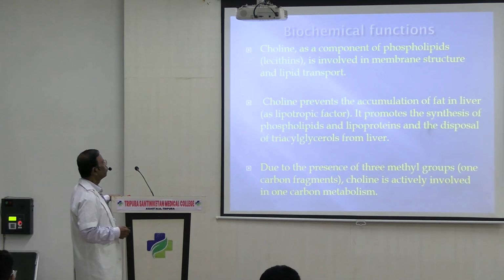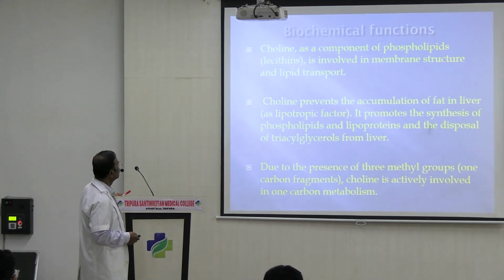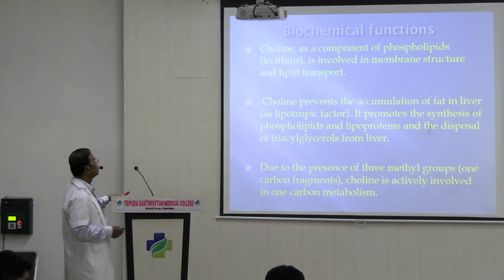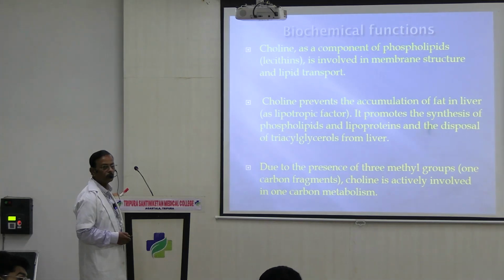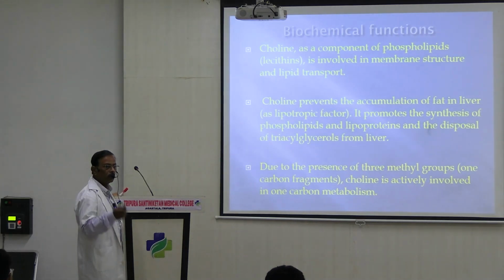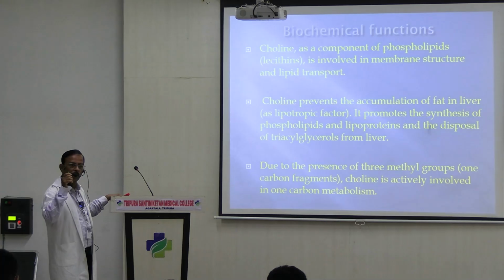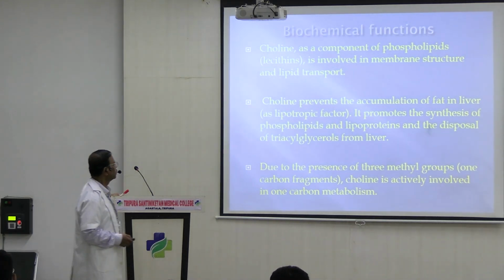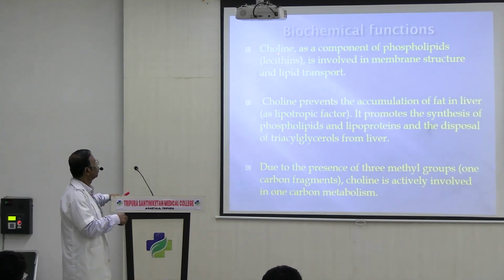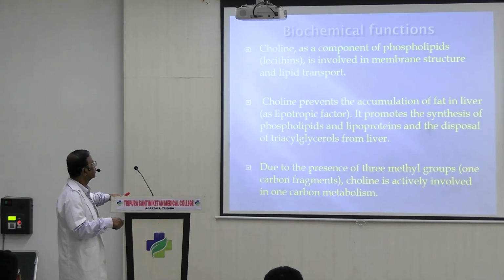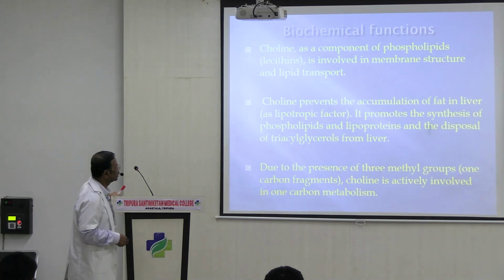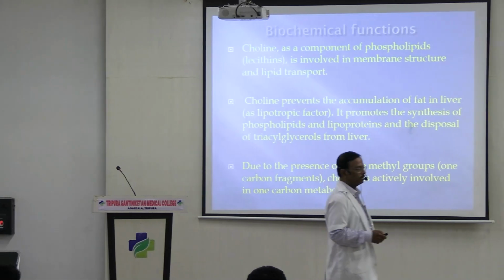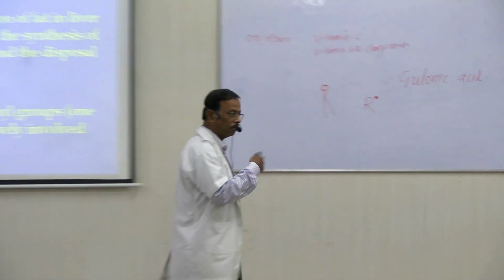Choline is a component of phospholipid, lecithin, and is involved in membrane structure and lipid transport. So you are taught phospholipid, no? Lipid chemistry. Phospholipid is very important. You may get a long question, you may get a short one. So phospholipids you read nicely. So choline takes part in membrane structure formation. Choline prevents the accumulation of fat in the liver as a lipotropic factor. Lipotropic factors means those agents which remove fat from the liver.